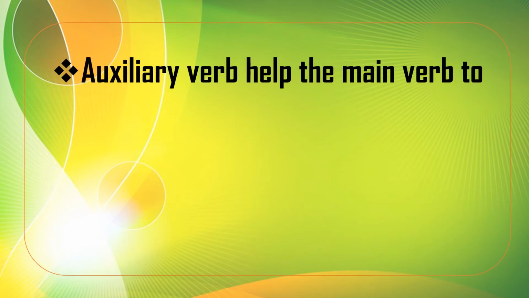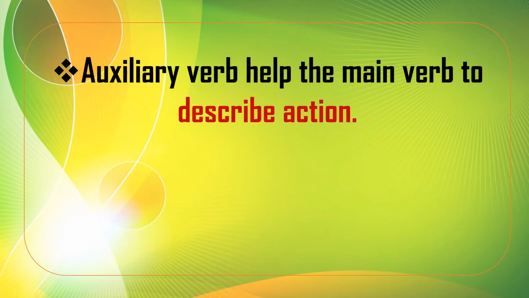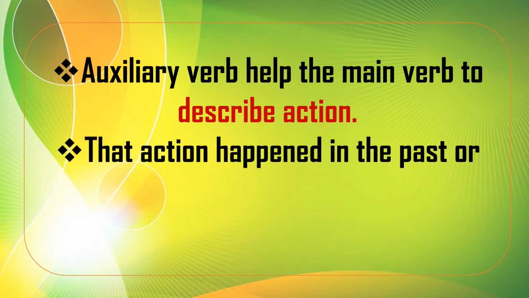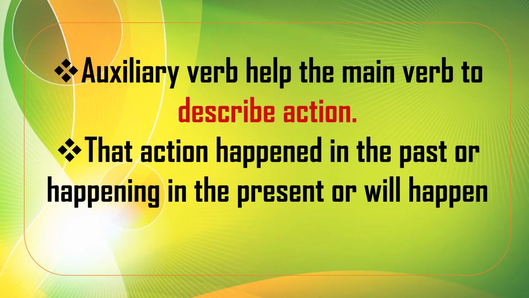Now we will see how auxiliary verbs work in any sentence. So auxiliary verbs help the main verb to describe action. In the beginning we have seen that example. We should help our parents. Okay. So should was a helping verb or auxiliary verb. So auxiliary verbs help the main verb to describe action. That action happened in the past or is happening in the present or will happen in the future.